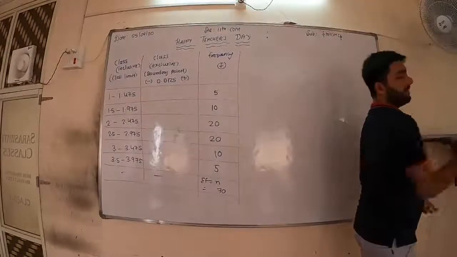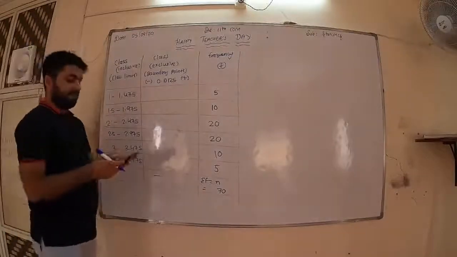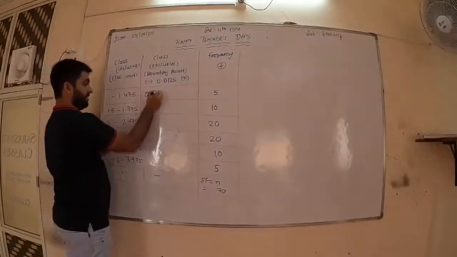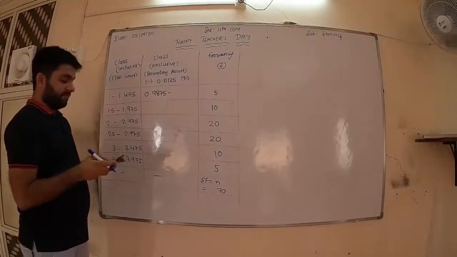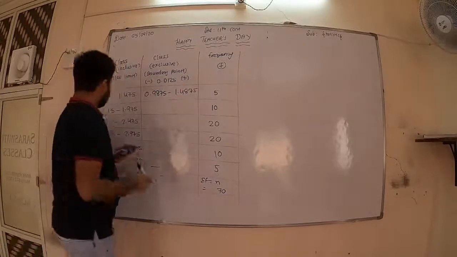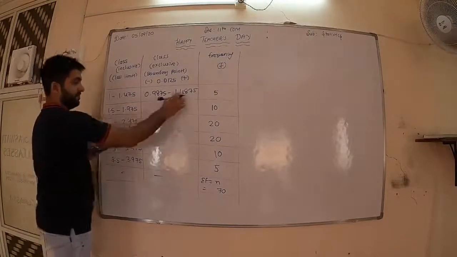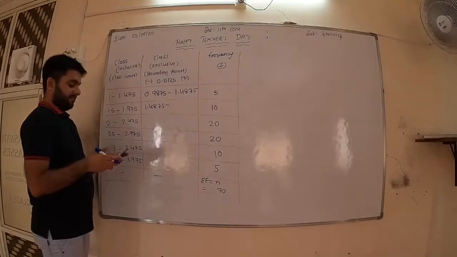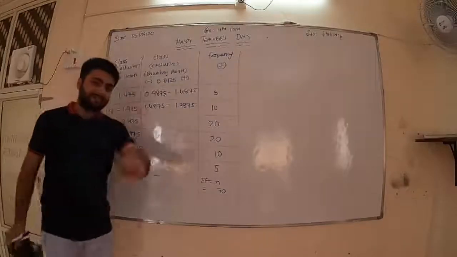But friends, use your calculator to do this thing, otherwise a single mistake will hamper the sum. 1 minus 0.0125 is 0.9875, and 1.475 plus 0.0125 is 1.4875. 1.5 minus 0.0125, this should be the answer. Okay, 1.4875. Now 1.975 plus 0.0125, 1.9875. Now one thing I will explain.